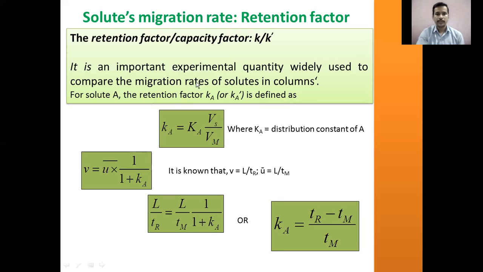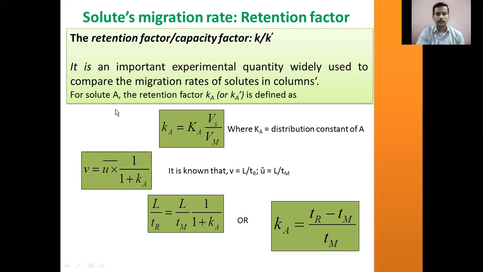Therefore, what is the migration rate of the solute through the chromatographic column? We can understand that if the value of k is larger, the relative affinity of the solute towards the stationary phase is more. If the value of k is smaller, rapid elution of the solute is possible. So these are the two things we can make use of this capacity factor or retention factor for, in order to compare the migration rates of the solutes in the columns.